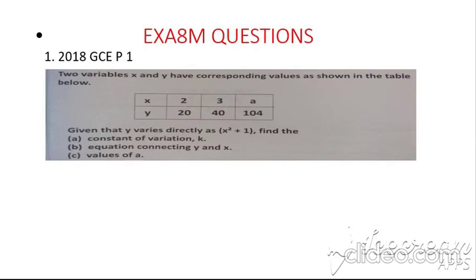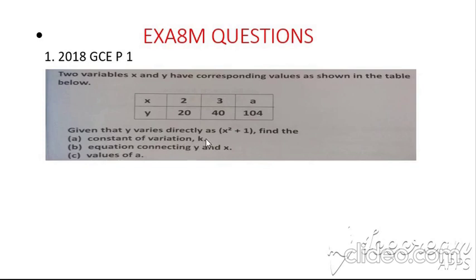Okay, now let me do this exam question that came in 2018 for GCE. So the question is saying two variables x and y have corresponding values as shown in the table below. So for x, you can see there is 2, 3, and a, and then for y we're having 20, 40, and 104. Given that y varies directly as open bracket x power 2 plus 1 close bracket, find the constant of variation. They want the constant of variation.